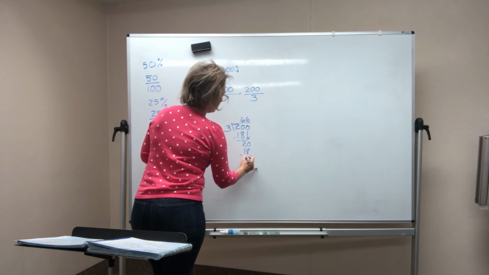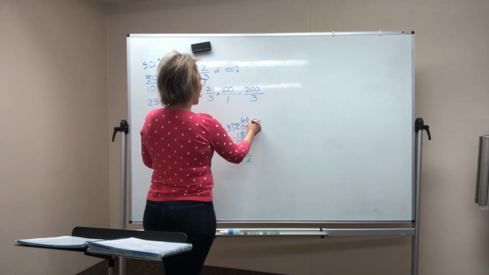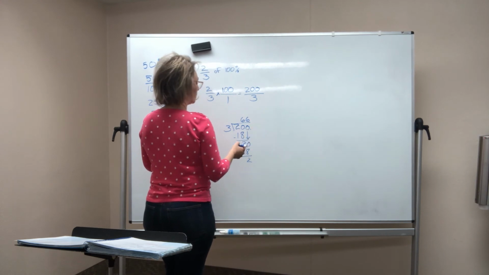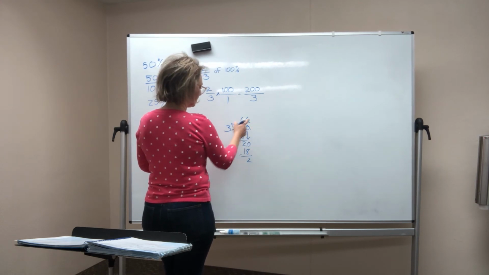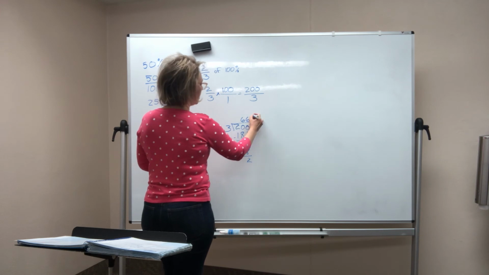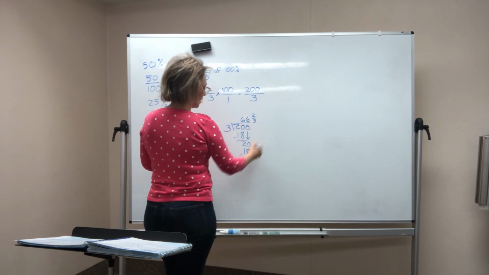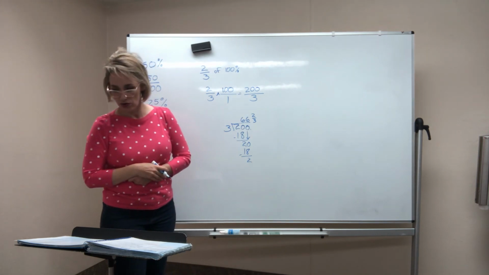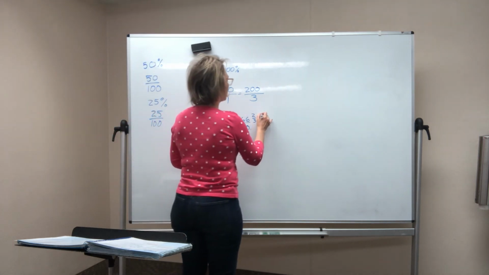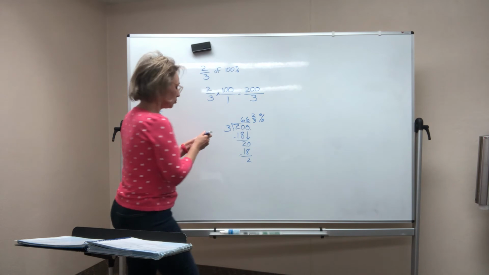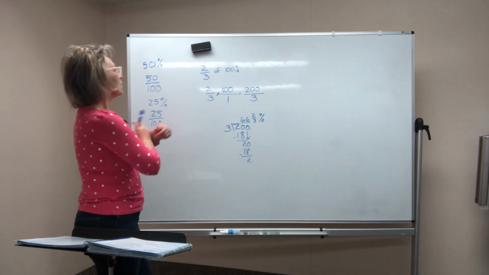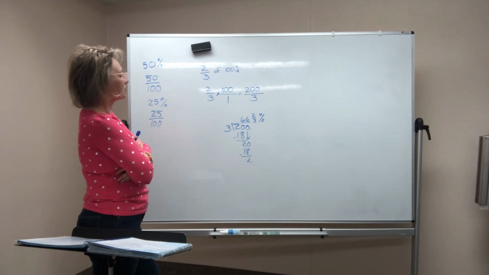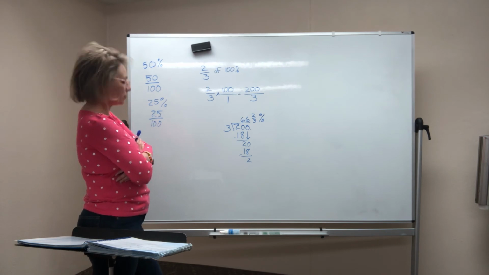Do you see a pattern here? Okay, and I'm going to stop there because that's where my decimal would be if there was a decimal. It's 66, and I'm going to write the rest as a fraction. The remainder 2 over 3, so 66 and 2/3, and it's percent because that's what we're talking about. So 2/3 of 100% is 66 and 2/3%.